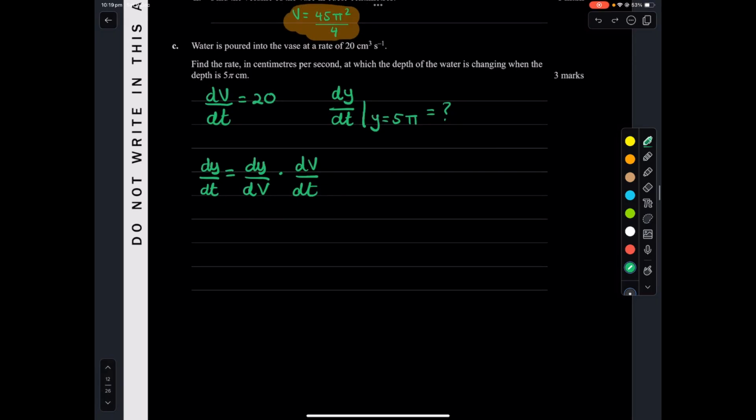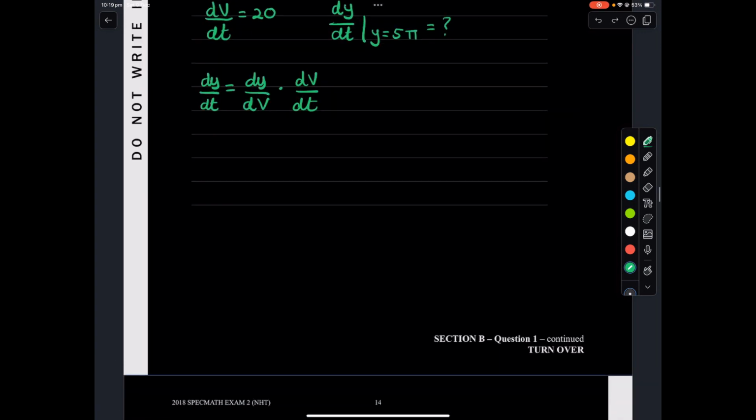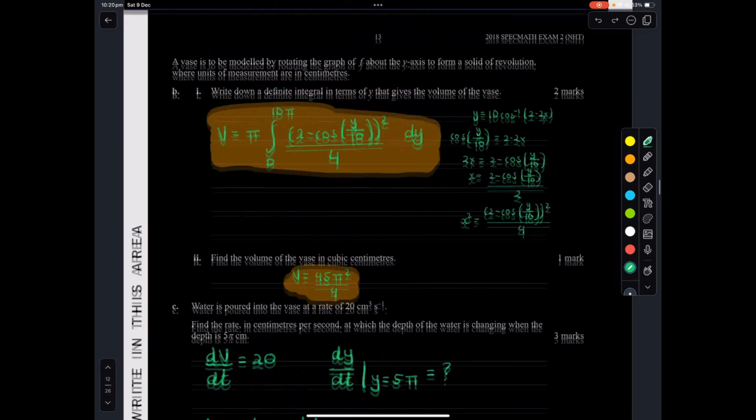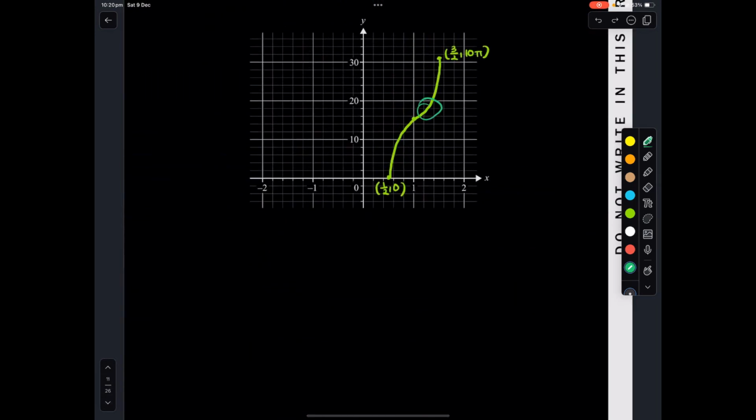So what we did was, we found out that the volume is equal to pi times the integral from 0 to y, whatever I did in my CAS, of (2 minus cos y over 10) squared all over 4 dy. Remember, we are going through y, where y is the height. So the height of the vase could be changing over here. It could be over here. So that's why we write y, because we want it in terms of y.